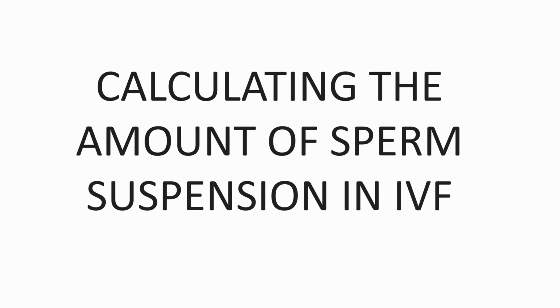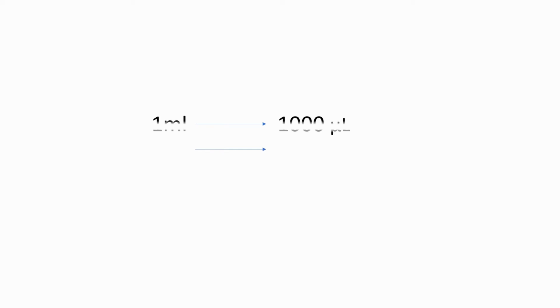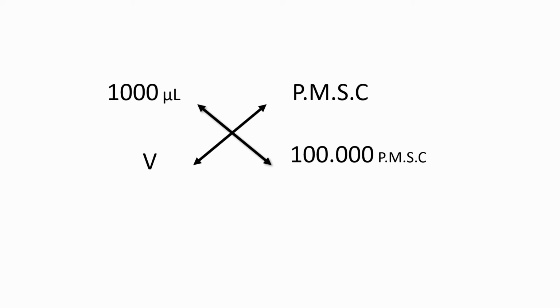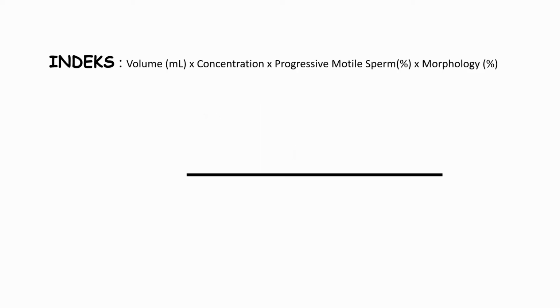Calculating the amount of sperm used in IVF. 1 milliliter equals 1000 microliters. In our calculation, we'll be using 100,000 sperm cells per cumulus oocyte complex. The amount of progressive motile sperm in 1000 microliters is known. However, at what volume can we obtain 100,000 progressive motile sperm cells? For this calculation, we'll be using a simple mathematical formula.